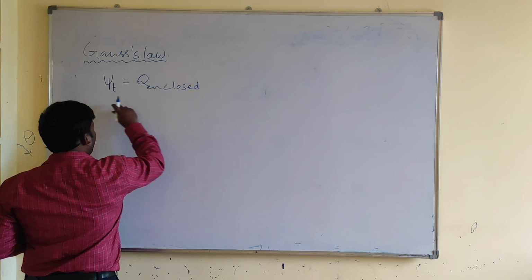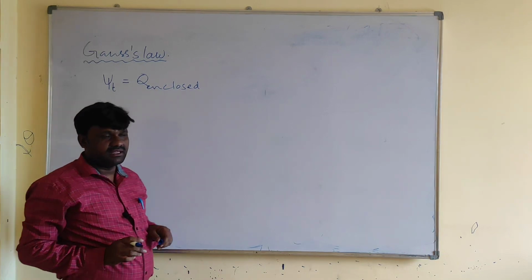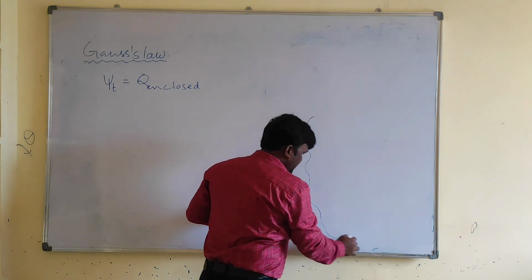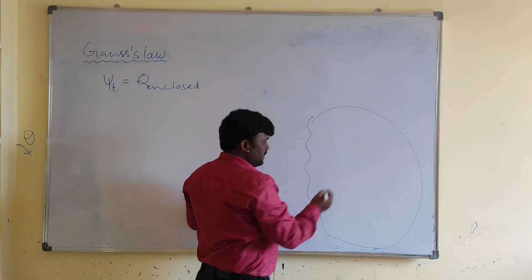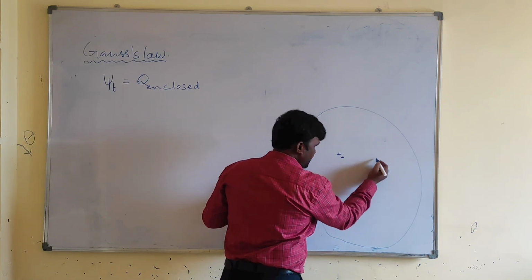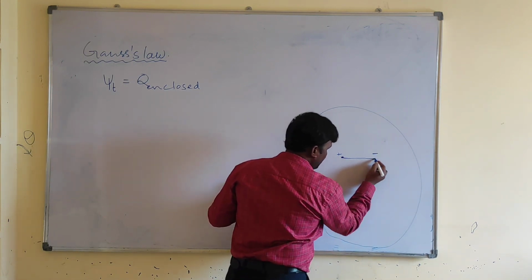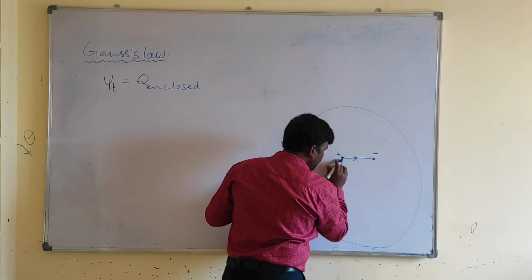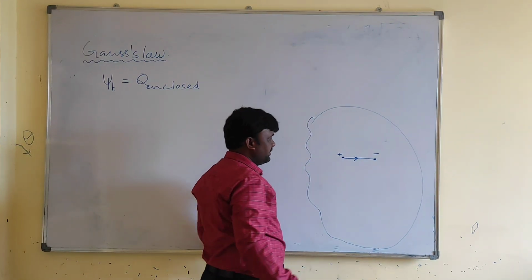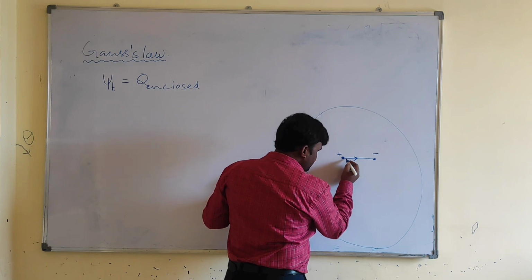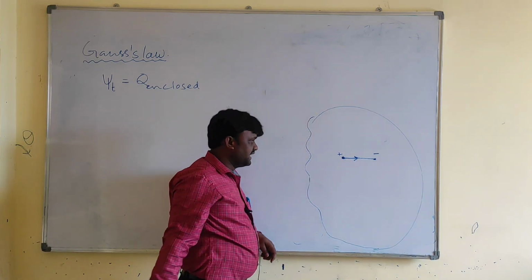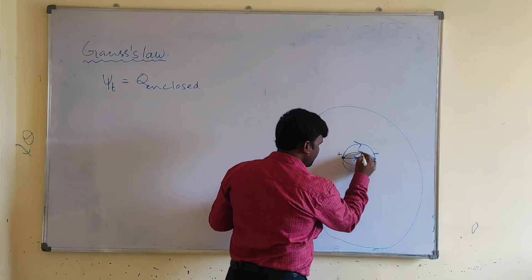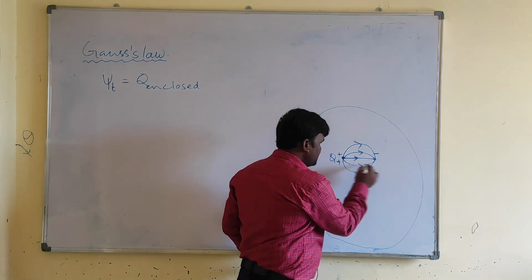volume. Total flux is equal to the charge enclosed by that volume, simply. Okay? But if you look at the statement exactly, if there is a positive charge, and let us take a negative charge here, the field emerges from the positive and terminates at the negative. That means it starts from the positive charge and terminates at the negative charge like this. So this is the positive charge and this one is the negative charge.